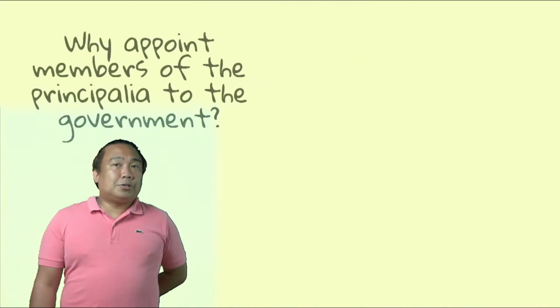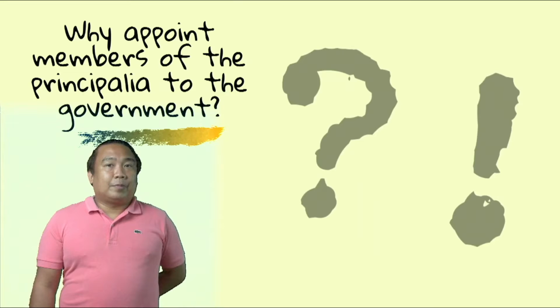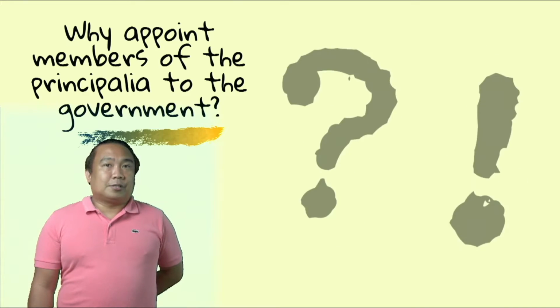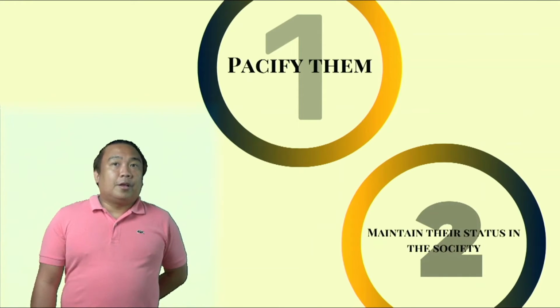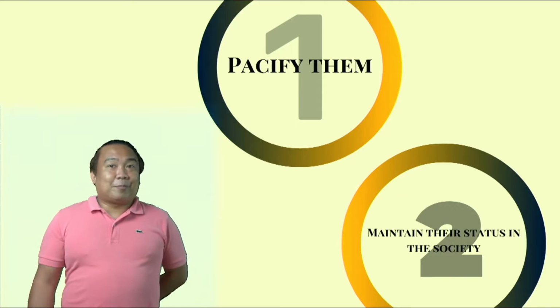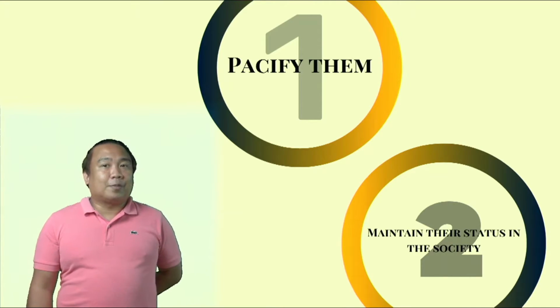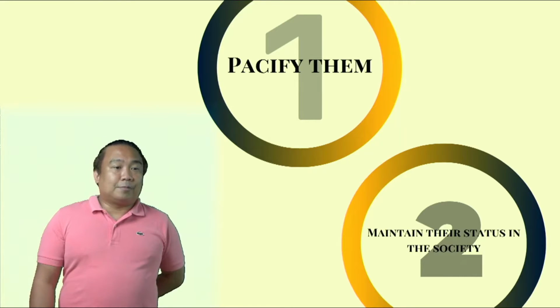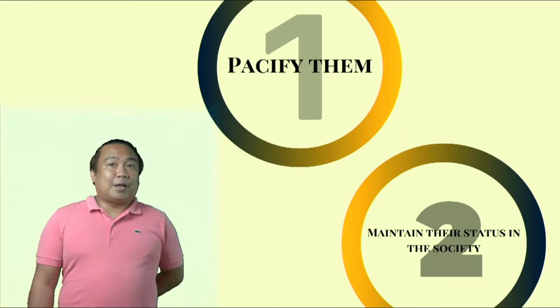Now, the question is, why appoint members of the Principalia to the government? There are several reasons. Number one is for the Spanish government to be able to pacify the members of the Maharlika. Siyempre, they colonized us, no? And the Maharlikans might fight against the Spaniards. Okay? So they might revolt against the Spaniards. So in order to pacify them, they made them part of the government. Siyempre, no, if they are part of the government, they will not go against the Spaniards.